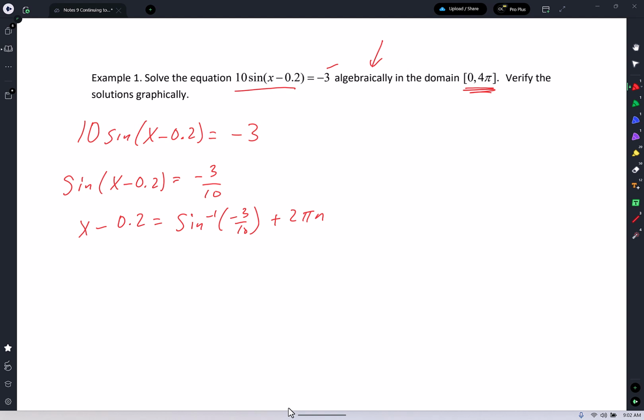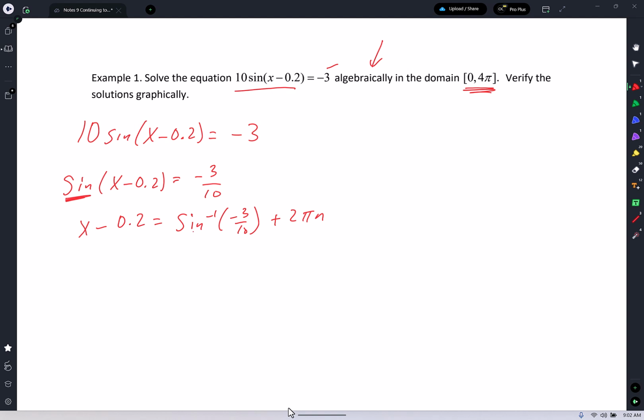Are we okay? What do you guys think? We haven't done anything crazy. The only way to get rid of this sine here is to do the inverse sine, right? Because it's sine of this argument. So whatever you do to one side, you do to the other. So there it is. Arc sine of negative 3/10. We're okay so far, guys?